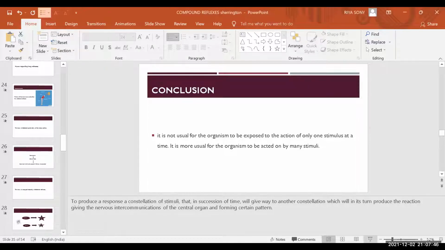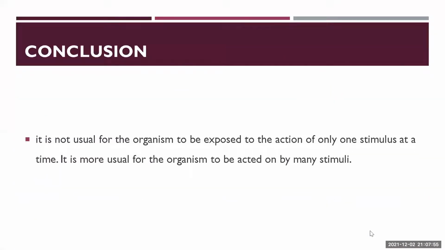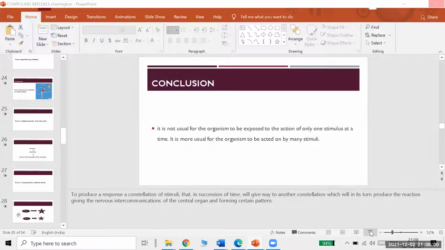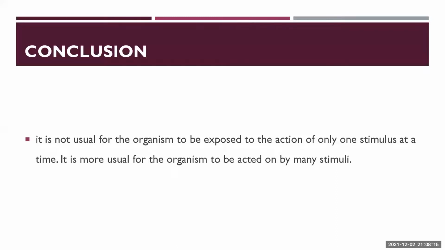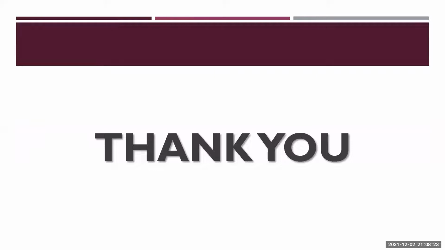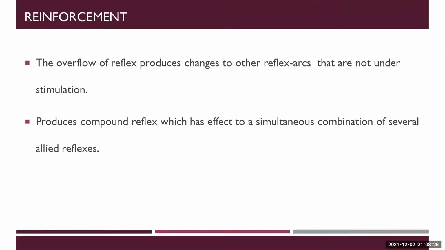Compound reflexes. In that we had seen that there are two types of compound reflexes, that is simultaneous combination and also the successive combination. And we had seen about the simultaneous combination, and we saw what irradiation is. Irradiation is a spreading of the reflex. We know that if the intensity of the stimulus is increased, then the spreading of the reflex also will increase. And then we had seen about the neuron threshold. The neuron threshold is nothing but the resistance that is faced during the irradiation.